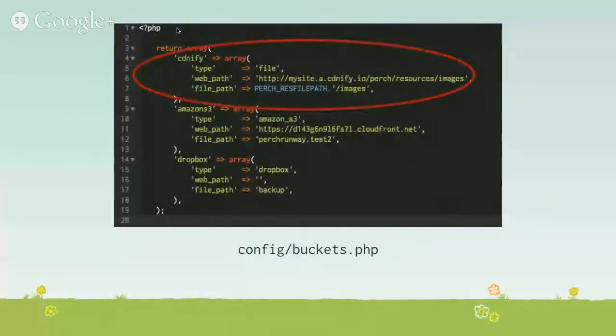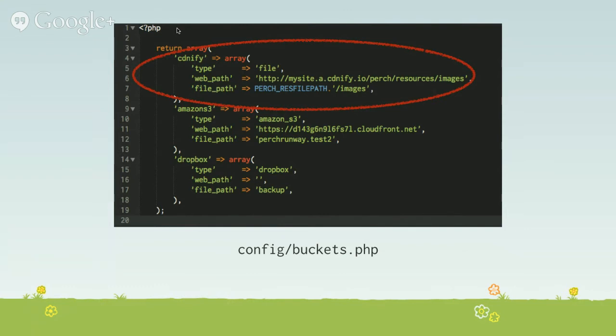So what I would do then is go to my bucket list and create a bucket. Here I'm calling it CDNify, and the web path I set to just be the path to my resources folder, but I prefix it with that URL that CDNify gave me, mysite.a.cdnify.io. So that means that instead of the user's browser just looking at /perch/resources for the image, it's actually going to go to CDNify's domain and look for the image there.